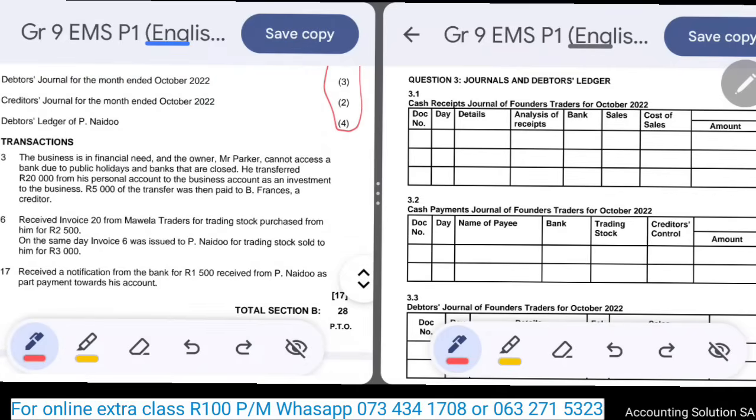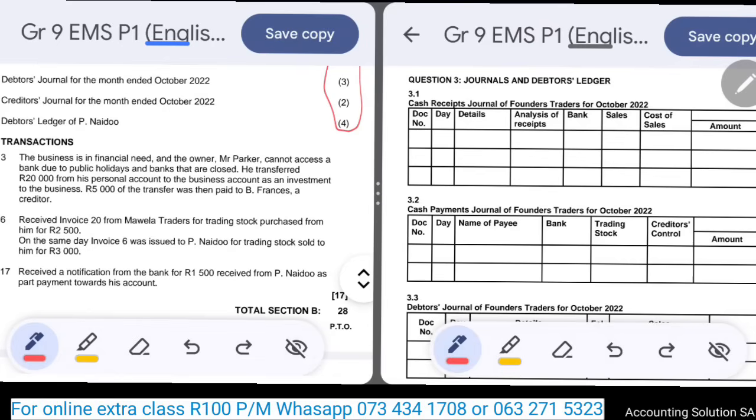They said the business is in financial need and the owner, Mr. Parker, cannot access the bank due to a public holiday and the banks are closed. He transferred 20,000 from his personal account to the business, and the amount is an investment to the business. 5,000 of the transfer was paid to B. Francis, a creditor. Okay, here there are 2 items that happen.